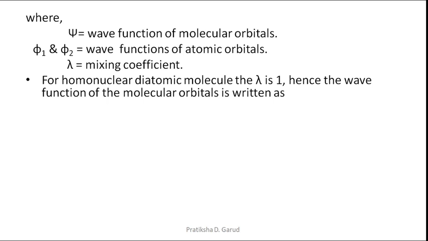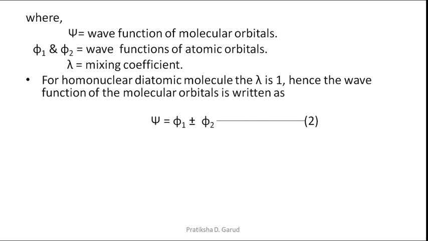So what is an example? The best example is the H2 molecule, the hydrogen molecule. For homonuclear diatomic molecules, lambda is always 1, and hence the wave function of the molecular orbital, that means equation 1, will be converted to psi is equal to phi1 plus or minus phi2. This is equation 2, because here lambda is 1.